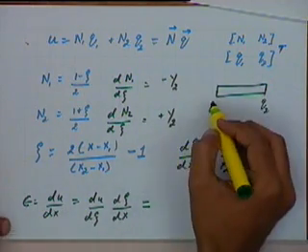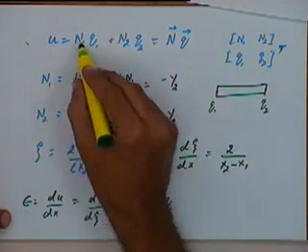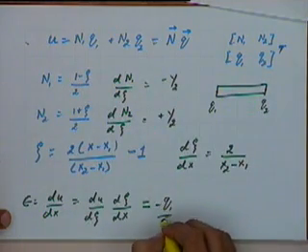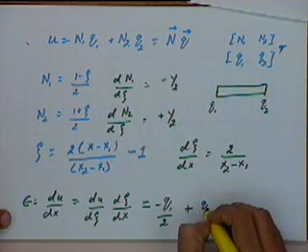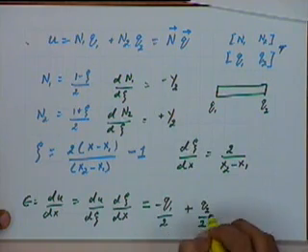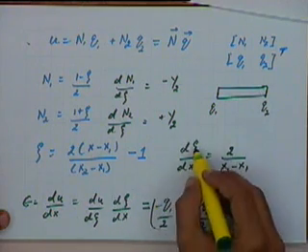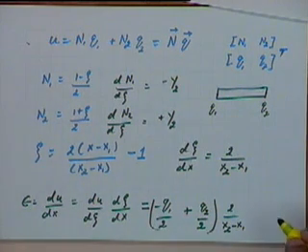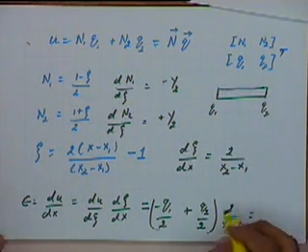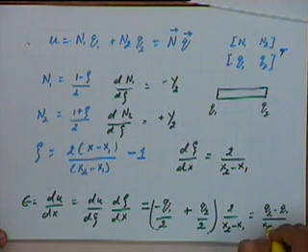So du by d zeta is going to give me q1 multiplied by dn1 by d zeta, which is minus half, so minus q1 by 2, plus q2 by 2, and this whole thing is multiplied by d zeta by dx. d zeta by dx is 2 divided by x2 minus x1. The 2's will cancel and we will get q2 minus q1 divided by x2 minus x1.